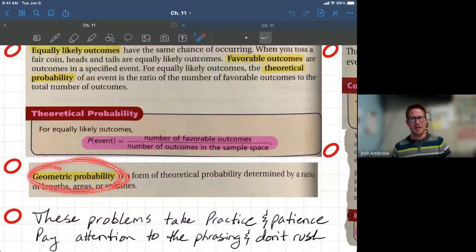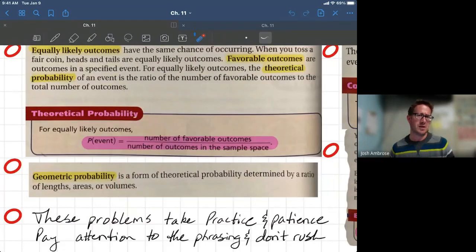All right, and the last little thing that we're going to go over here is geometric probability. This is when they give you a shape, and oftentimes they'll shade in part of the shape and say, what's the probability of you landing in the shaded part if the whole shape is used?